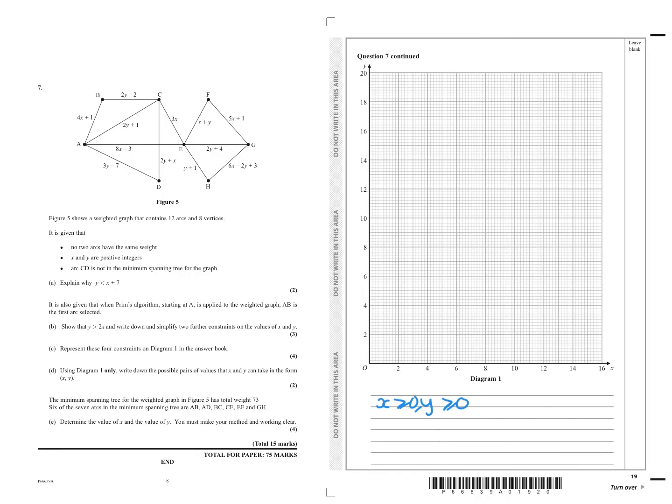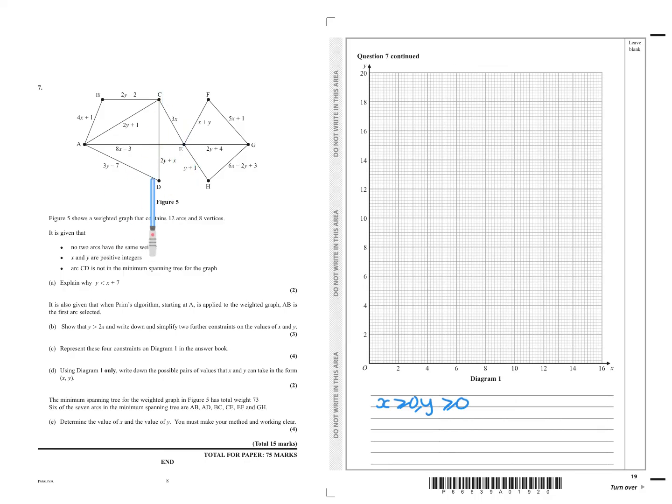Arc CD is not in the minimum spanning tree for the graph. So what is a minimum spanning tree? It's a connected graph which has the minimum weight. So how else could we connect D to any other vertex? D only has two arcs coming out of it.